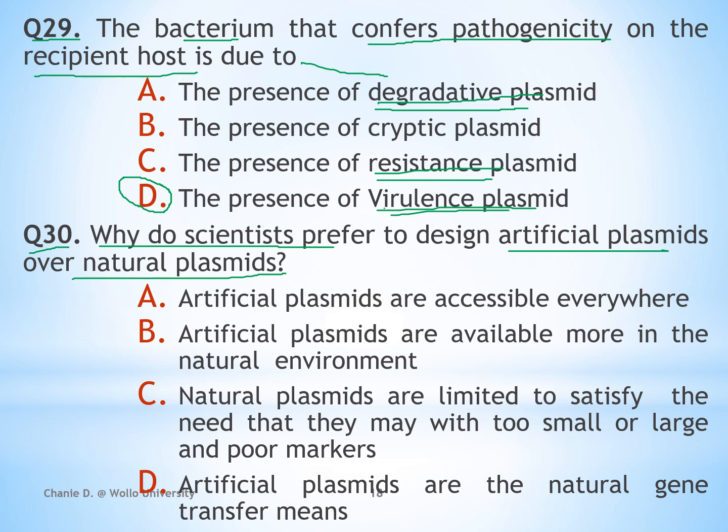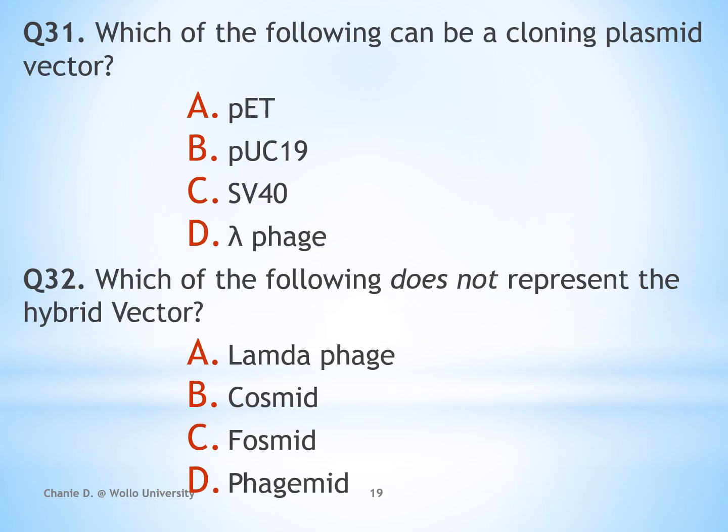Therefore, from those given alternatives, the main reason is not accessibility. It is not a matter of availability. It is not a matter of the transferring mechanism, transferring means. So it is a matter of size, a matter of feature. So C is the correct answer for question number 30.